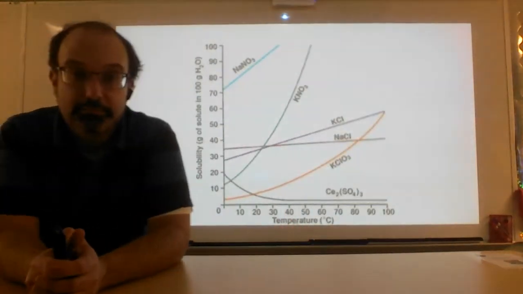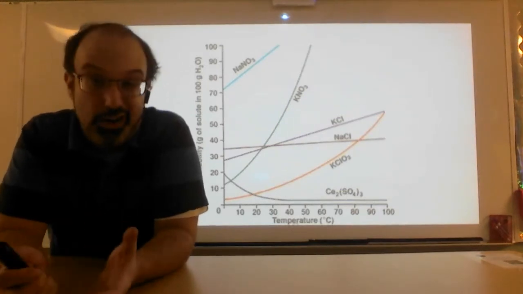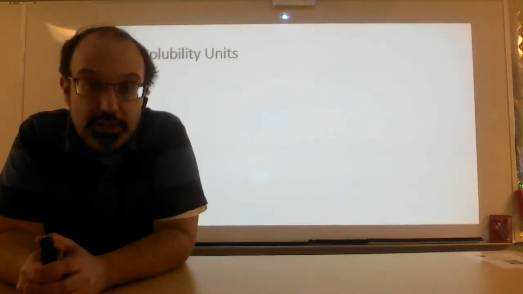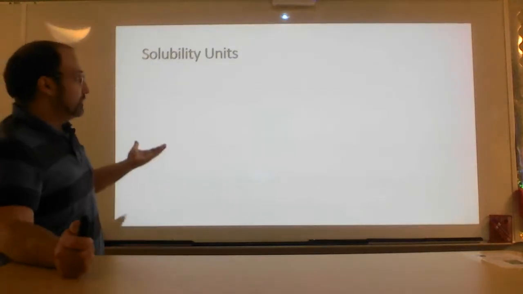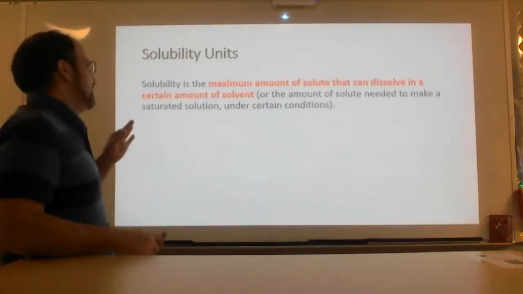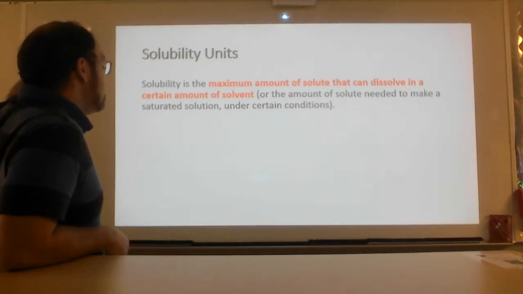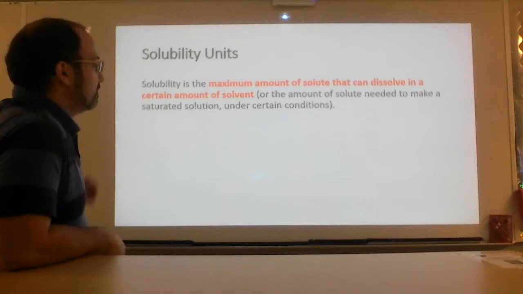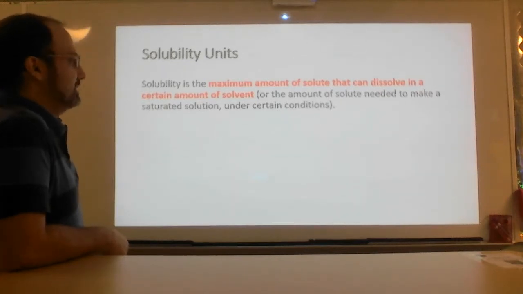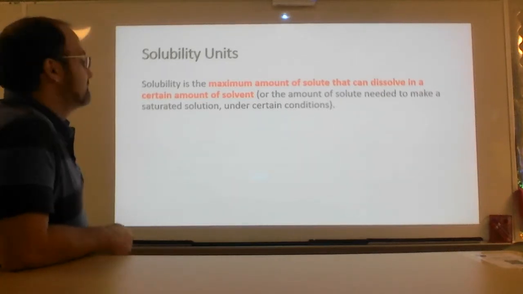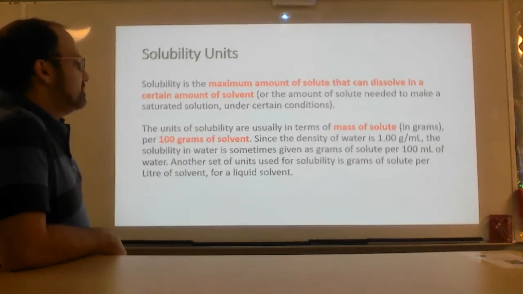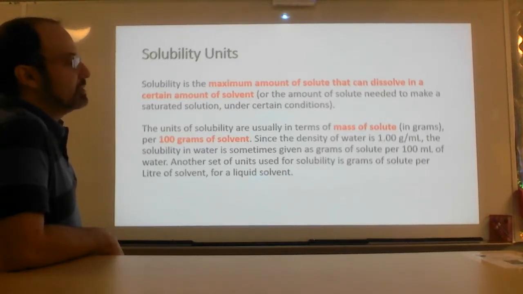So there it is again, right? Our solubility graph. This is one of many, right? I could give you a dozen of them. And the units here, as we mentioned, are a little bit weird. Okay, so solubility is the maximum amount of solute that can dissolve in a certain amount of solvent, or the amount of solute needed to make a saturated solution under those particular temperatures. A unit of solubility is usually done in terms of mass of solute per 100 grams of solvent. Since the density of water is 1 gram per milliliter, it just turns into milliliters.